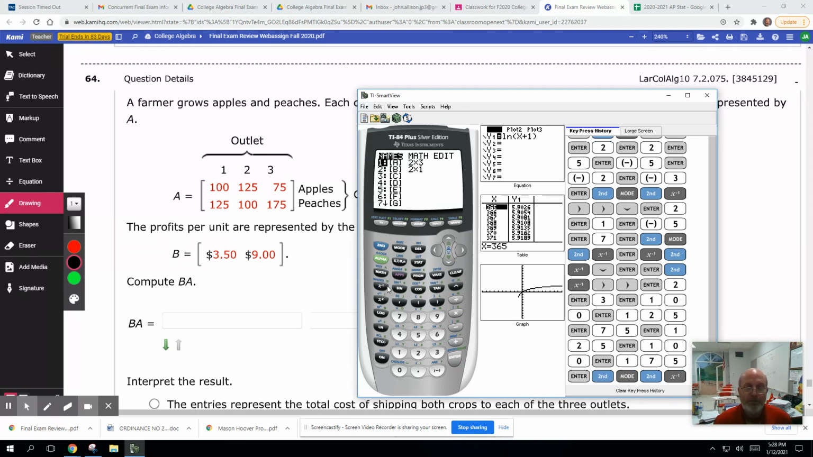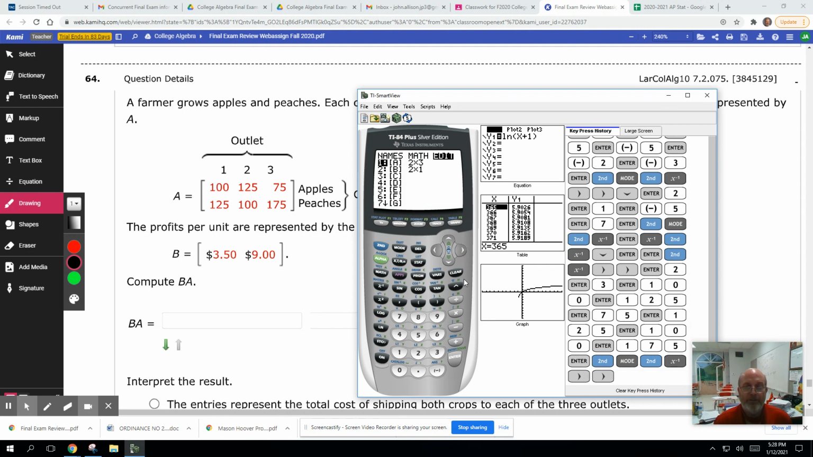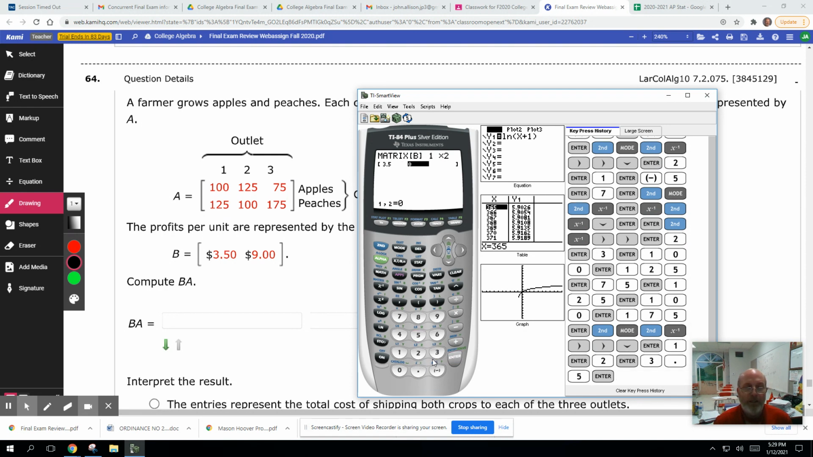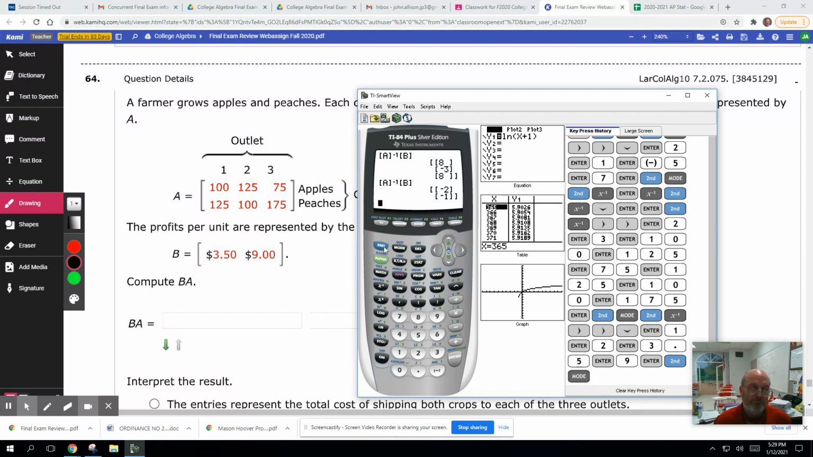We do second matrix and build the matrix B. We go to edit and scroll down to B. B is a 1x2 matrix, 1 row, 2 columns. We load that with 3.5 and 9. Then we get out of that and we do B times A to compute B times A. So we do second matrix B.